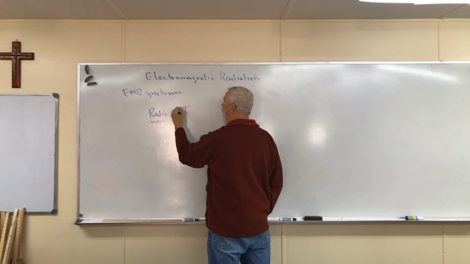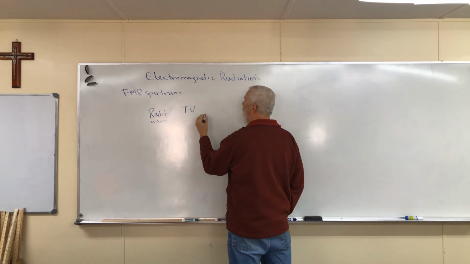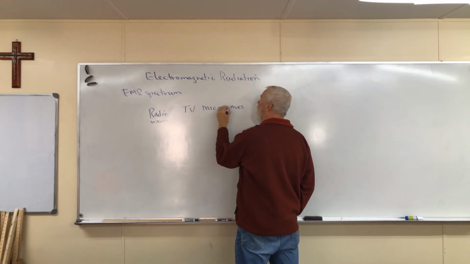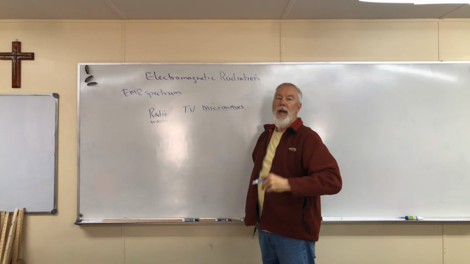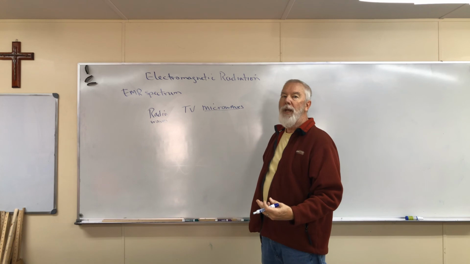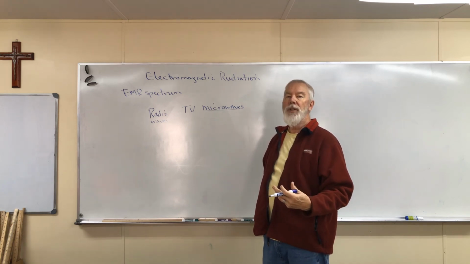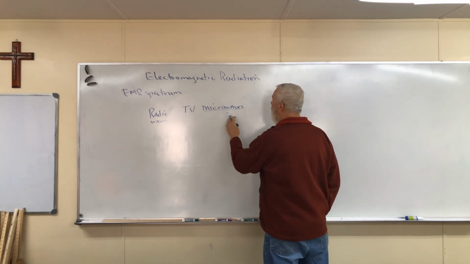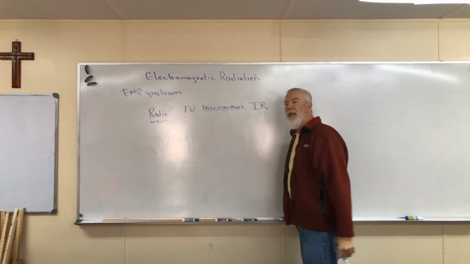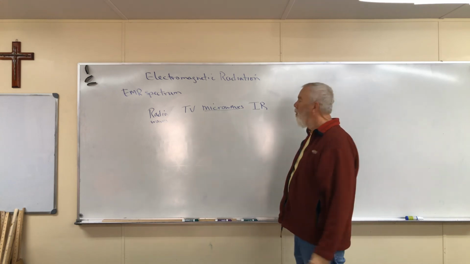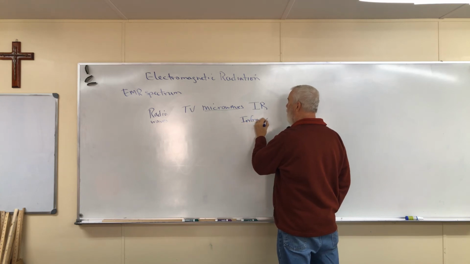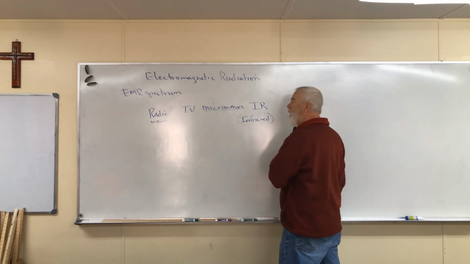And then we've got TV in here, we've got microwaves, like the microwaves that cook our food in the microwave oven, but it also includes the microwaves that send us our cell phone signals. Okay? And then after microwaves, there is IR. IR is abbreviation for infrared. Okay? And that's the IR.